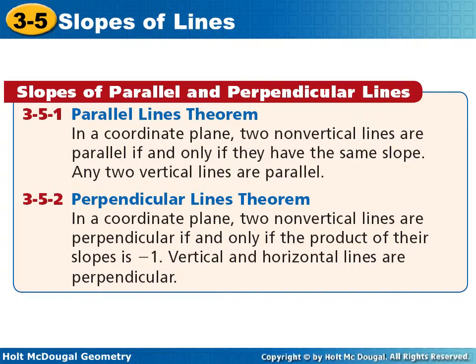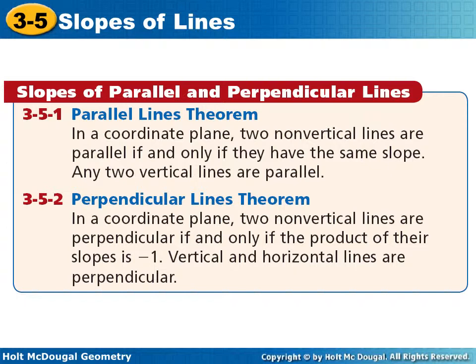Okay, theorem 3.5.2, perpendicular lines theorem. In a coordinate plane, two non-vertical lines are perpendicular if and only if, there's the biconditional, the product of their slopes is -1. Do you remember what the word product means? It means the multiplication. You multiply the two slopes. And if you multiply the two slopes and you get that special number of -1, you have just shown by this theorem that the lines are perpendicular.